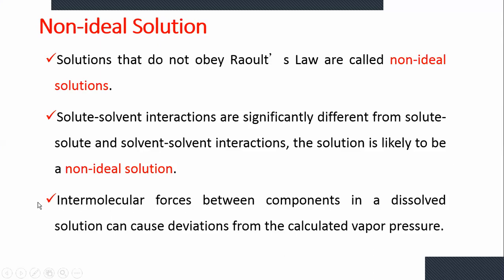Now, if you have intermolecular forces between components in a dissolved solution, it can cause deviation from the calculated vapor pressure. Yes, it can cause deviation because you have dissolved solute, that is, you have something dissolved in the solution. So it can actually increase or decrease your vapor pressure. Decreasing or increasing your vapor pressure makes that solution deviate from Raoult's law, and automatically it will deviate from the calculated vapor pressure.